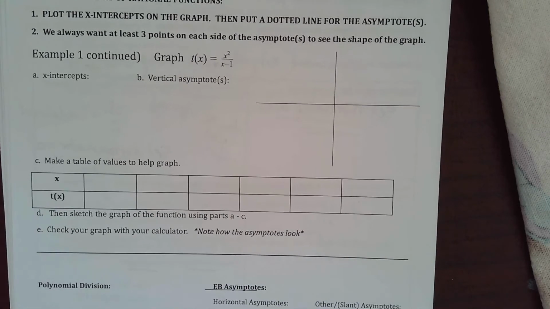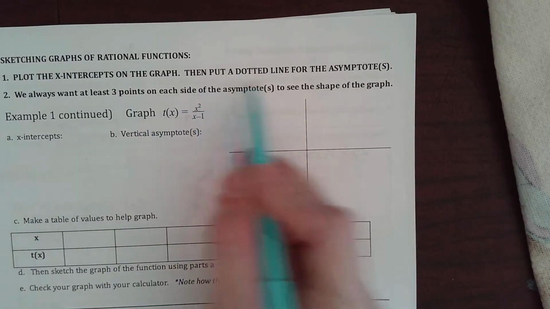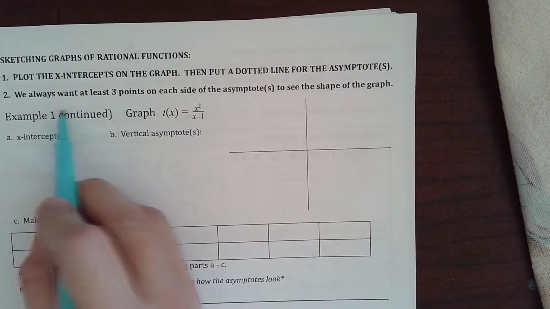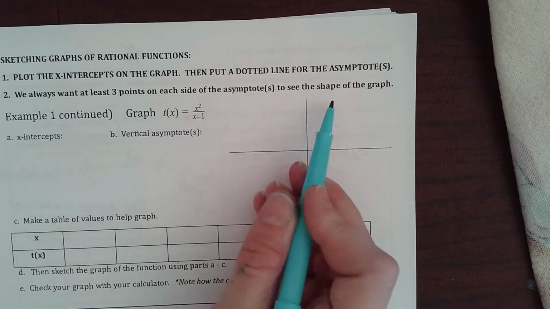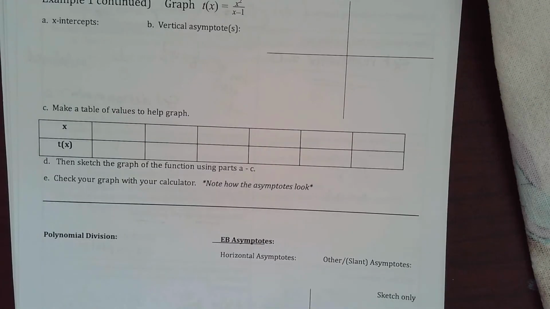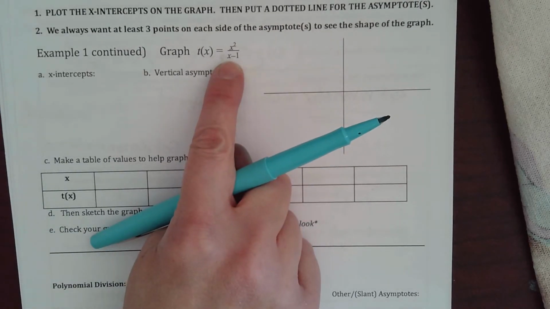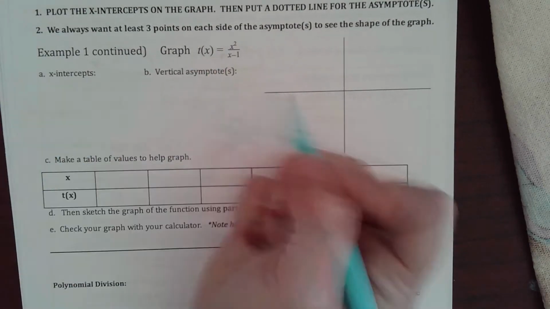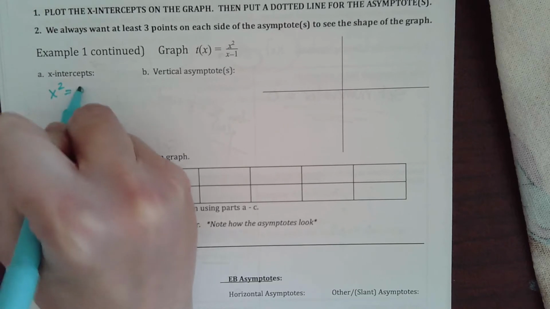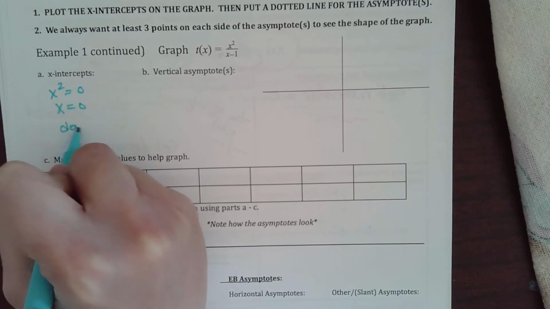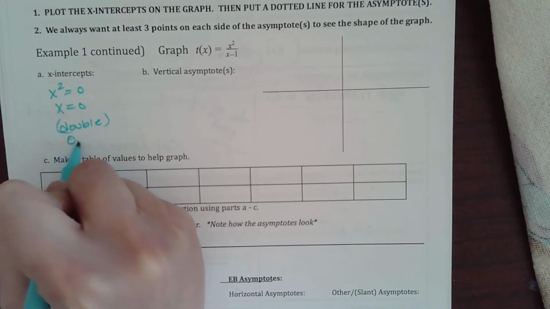All right, so it says, plot the x-intercepts on the graph, then put a dotted line for the asymptotes. We always want at least 3 points on each side of the asymptote to see the shape of the graph. These functions are going to be really weird, so I'm just going to forewarn you. We're just going to take this example of the t of x equation. Remember, we talked about our x-intercepts: set the numerator equal to 0. This was the one where we got that double 0 at 0, 0.